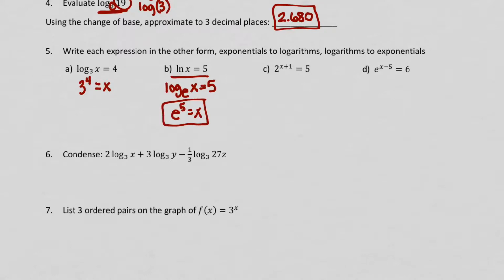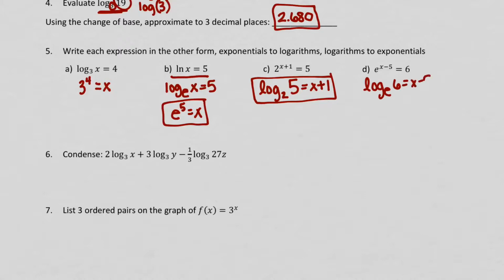Okay. Now c is written in exponential form, so I need to write it as a logarithm. So I have log base 2 of 5 equals what the power is. Okay. Now D, it has the letter e there. But e is my base, so it's log base e of 6 equals x minus 5. And we know log base e is the same thing as saying natural log of 6 equals x minus 5.